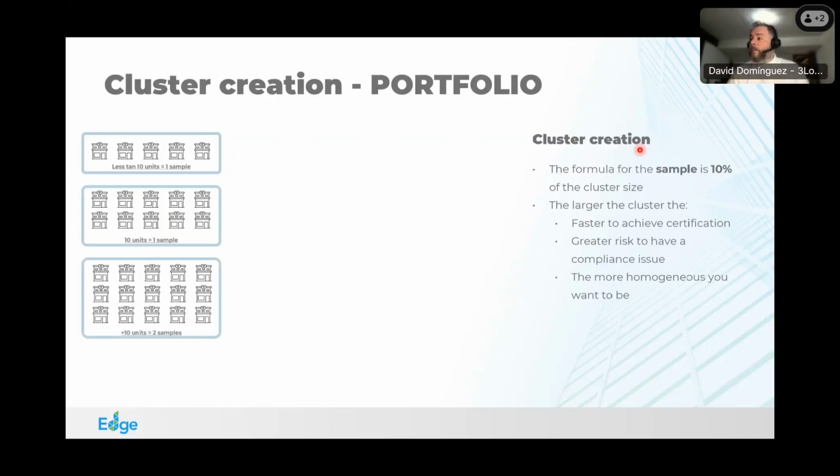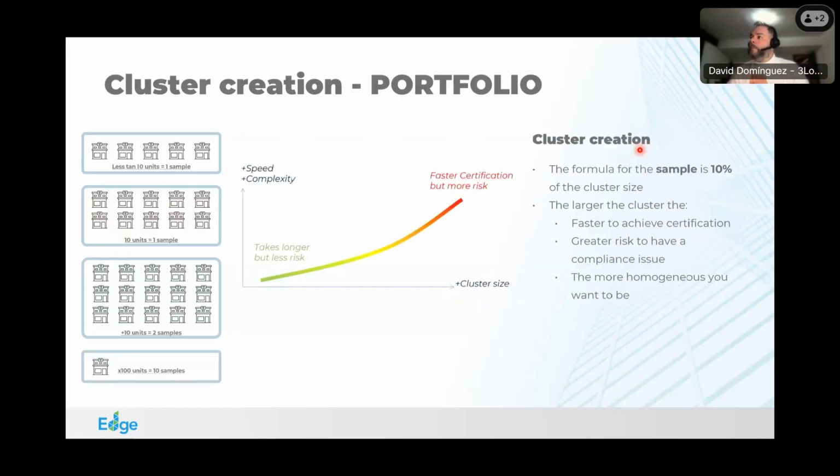If you have more than 10 units, you will have at least 2 buildings as your sample. That means you can have a cluster of 100 buildings. Yes, your sample is going to be 10 buildings. And this is something really important, because this is how everybody would like to move forward. Depending on how big your cluster is, is how fast you can certify buildings with the portfolio approach.